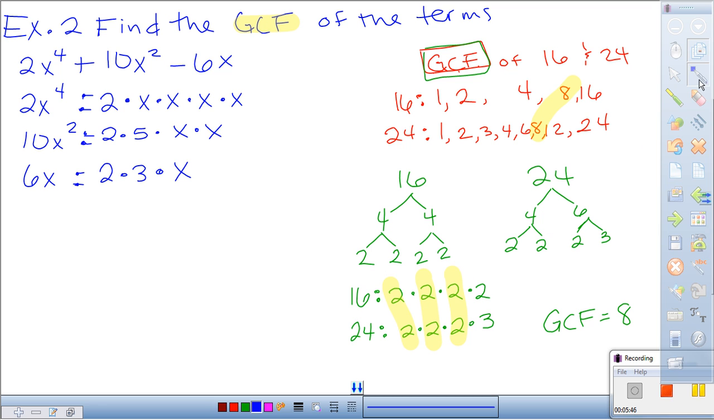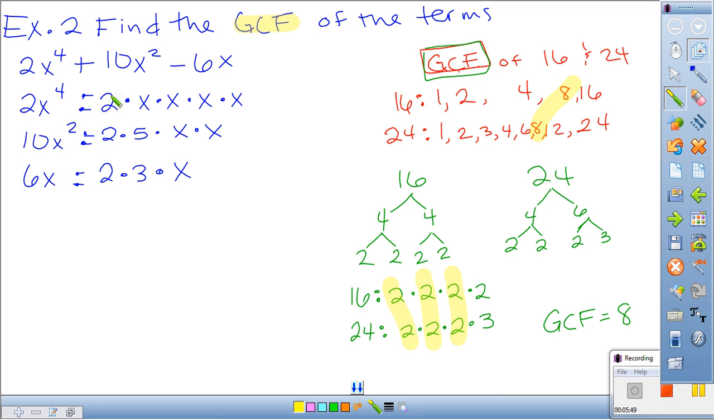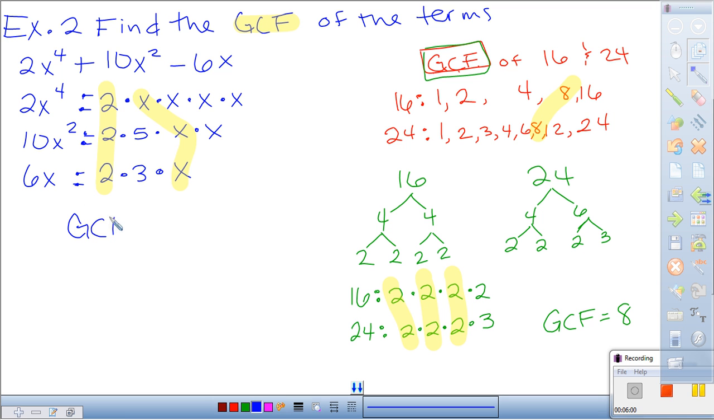Now we'll do the same thing we did down here. I'm going to highlight what we had in common. They all have a 2 in common. They also all have an x in common. They have no other numbers or letters, so we're finished with that. Our GCF then is 2x. That is the greatest factor that all three of these terms have in common.